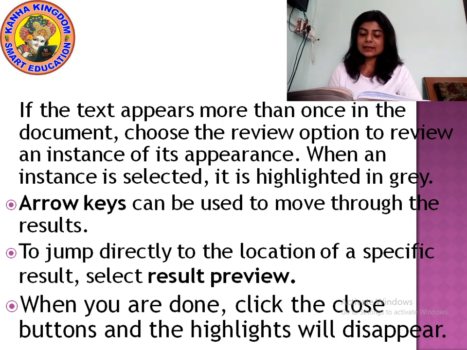And then when you are done, click the Close button and the highlights will disappear. When you have completed finding that word, you click on the Close button and the highlights will disappear. Disappear means it will vanish. Understood? So these are the steps of the Find command, how you can find a particular word. You follow these steps to find a word using the Find command.